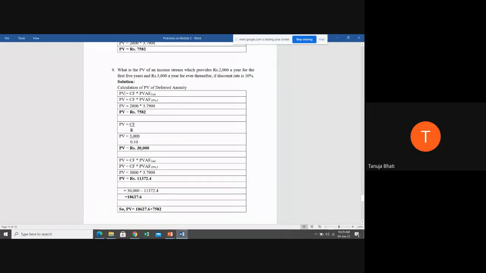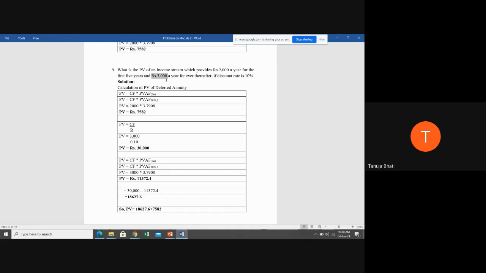Now up to here is the problem clear? Yes, ma'am. Okay. Now pay attention. This is very important, what I am explaining. Students, this 3000 is arising a year for every year thereafter, meaning from the 6th year this 3000 is arising. Does everyone agree with that? Is 3000 arising from the first year itself or is it arising after the 5th year? After the 5th year.